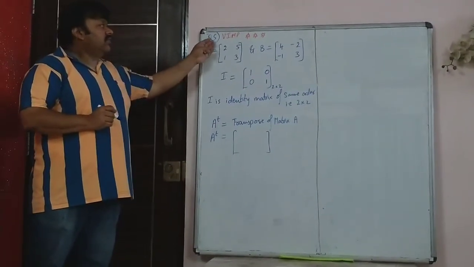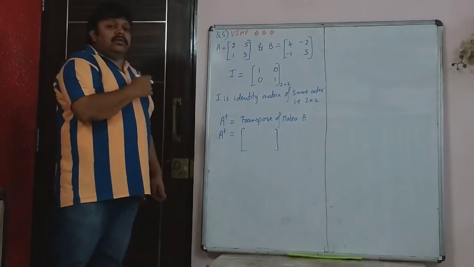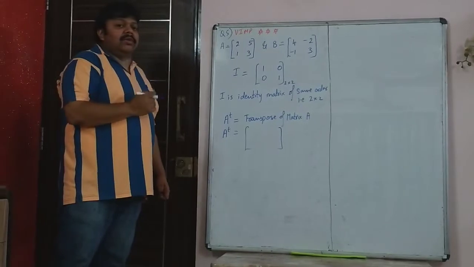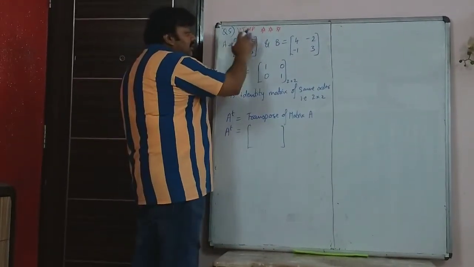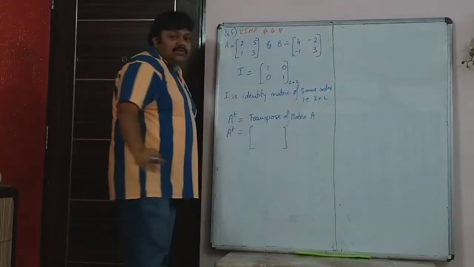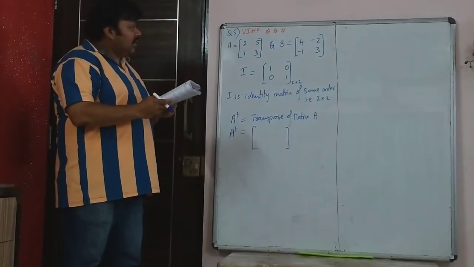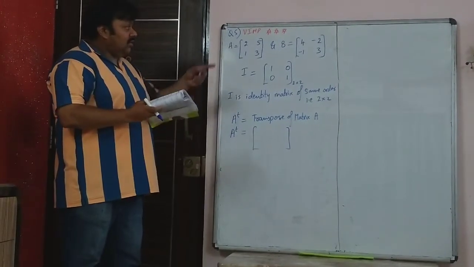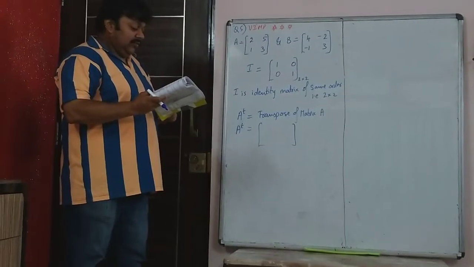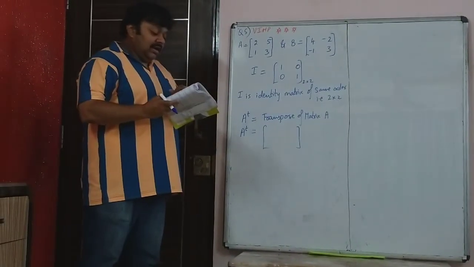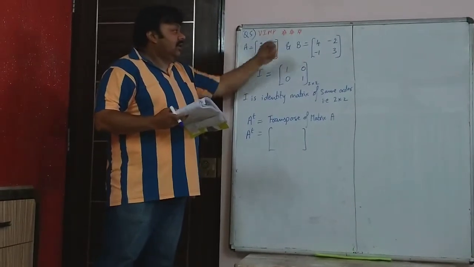So now in the fifth sum, mark it very important, because some concepts that I explained earlier have to be used here. So you are given matrix A, this is matrix A, matrix B is given. Matrix A is 2, 5, 1, 3, and matrix B is 4, minus 2, minus 1 and 3. It's given I is an identity matrix of the same order. That means it will have the same order as A and B.